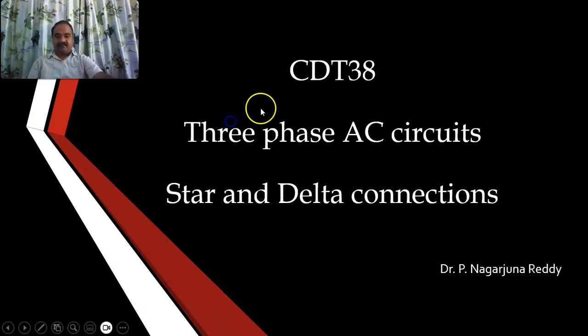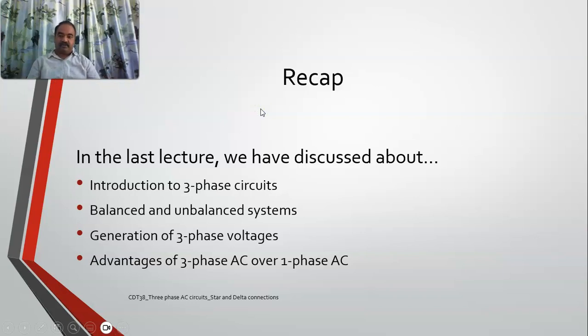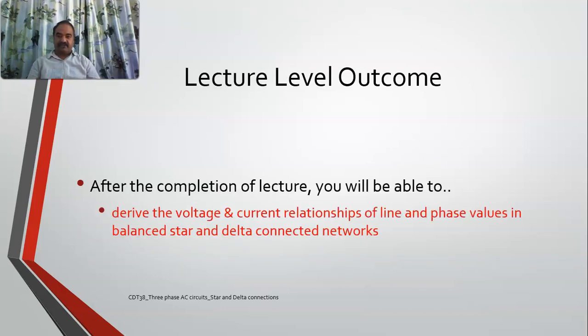In the last lecture we saw an introduction to three-phase circuits. We saw what balanced and unbalanced systems are, and what we mean by line quantities and phase quantities. We also saw how three-phase AC voltage is generated, and at the end we saw the advantages of three-phase AC when compared to single-phase AC. In today's class we will see more about star and delta connections.